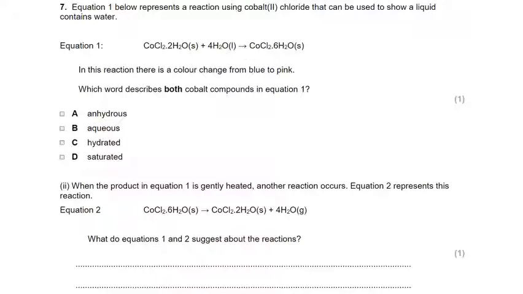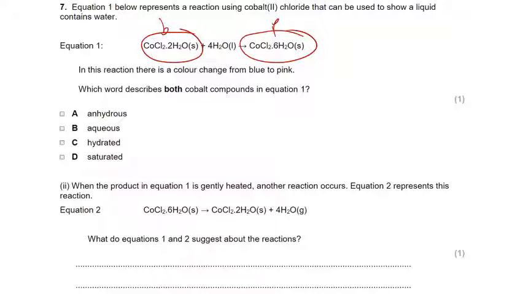Question 7. Equation 1 below represents a reaction using cobalt-2 chloride that can be used to show a liquid contains water. In this reaction, there is a colour change from blue to pink. Which word describes both cobalt compounds in equation 1? So if we circle the 2 compounds, we can then go through each of the choices one by one and see if we can cross any off.